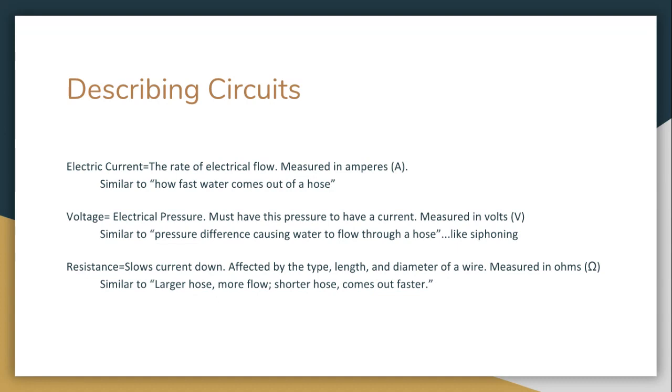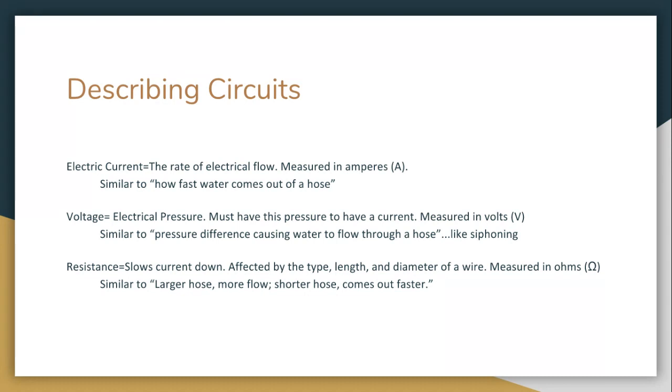And then resistance is what slows current down, and it can be affected by what type of metal you're using for the wire, or what type of material in general. For example, a copper wire conducts electricity very well. It doesn't have a lot of resistance, but if you made a rubber wire, there's a lot of electrical resistance there, and you probably wouldn't have any electricity flow through it. Also, the longer the wire, the more resistance there is, and the bigger the wire, the diameter, the less resistance there is because there's more room for those electrons to flow through.